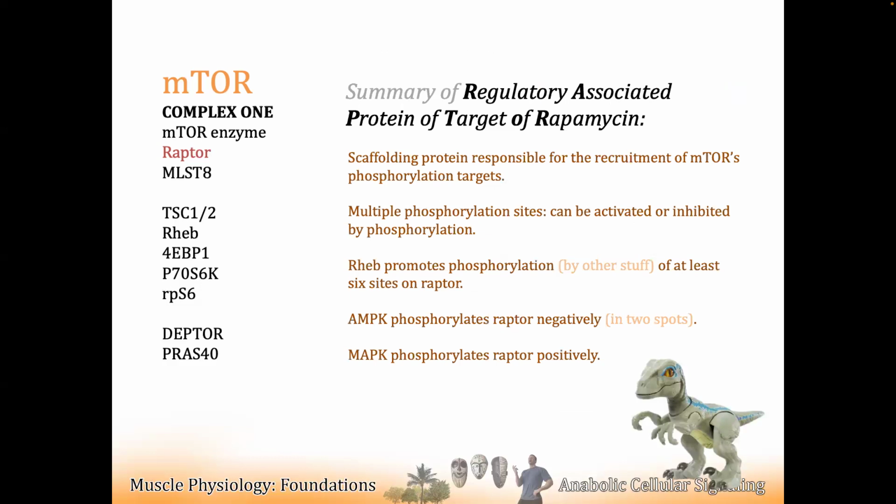But to sum up the Raptor stuff for now, Raptor is a critical protein in the mTOR hub that interacts with a lot of things, mostly the downstream targets of mTOR, P70S6K and 4EBP1. Raptor recruits them for mTOR to phosphorylate. So mTOR can attach phosphates to those things. But Raptor is also sensitive to promoters like MAPK and inhibitors like AMPK.